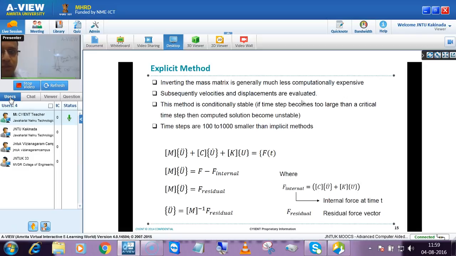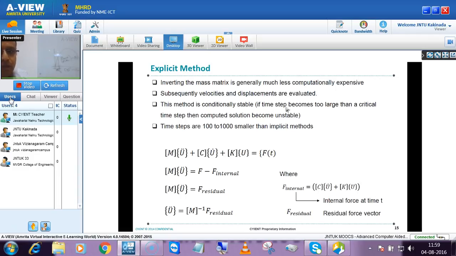So here accelerations are calculated. Subsequently, velocities and displacements are evaluated. This method is conditionally stable. Remember the statement for the implicit method, that it is unconditionally stable, but this is conditionally stable.